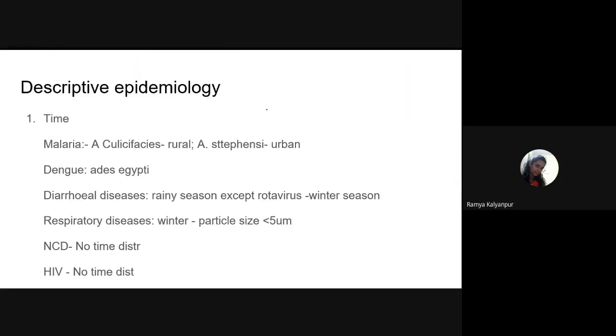Now coming to the descriptive study, when we look at the time distribution, as we discussed yesterday, there are some diseases which have cyclical or seasonal fluctuations. Some diseases are more commonly seen in certain seasons. For example, malaria and dengue are vector-borne diseases. These are most commonly seen in which season? The rainy season, that is in the months of June, July, August, and the beginning of early winter.